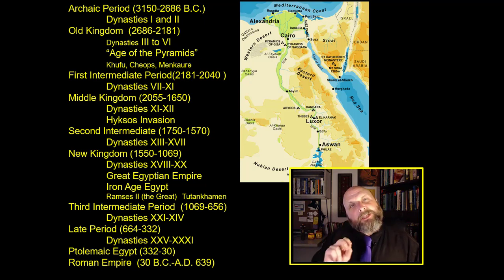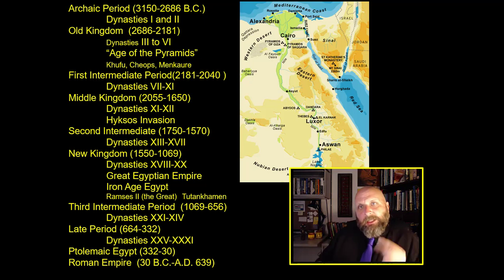But here's the thing about the Ptolemies. Here's the thing about Ptolemaic Egypt. The Ptolemies were not actually Egyptian. Ptolemy himself, Ptolemy I, was Greek, and the family maintained very good relationships with the Greeks throughout their entire reign, through the 300 years they ruled Egypt.